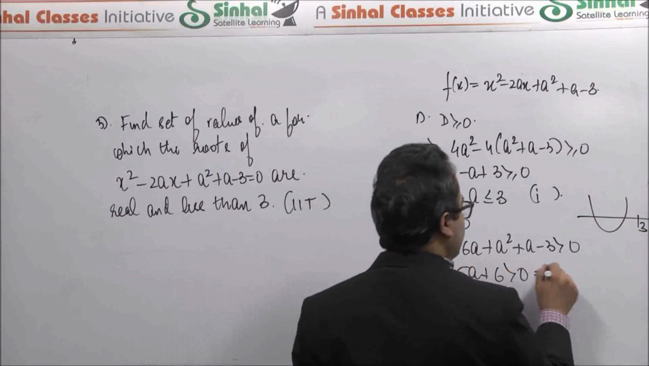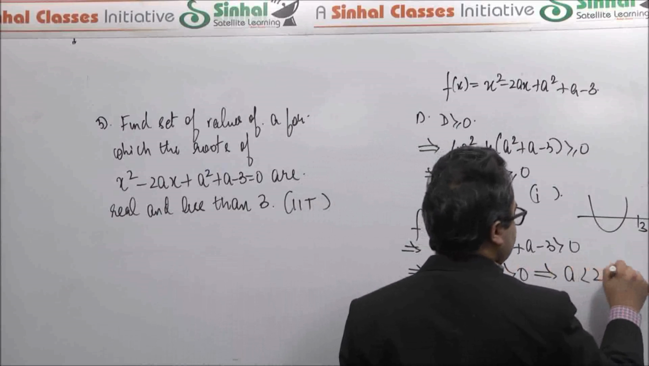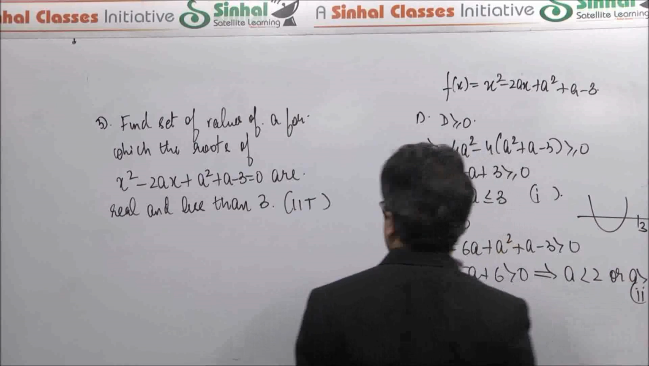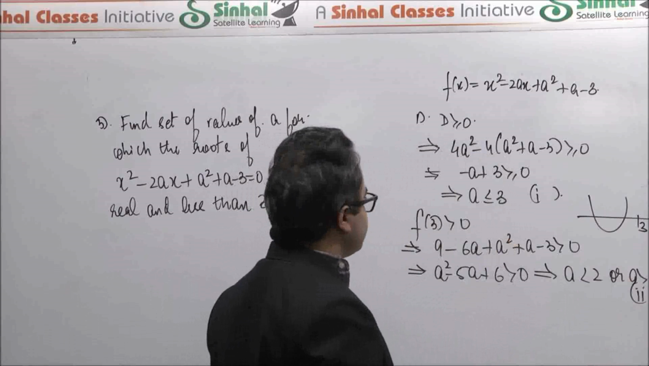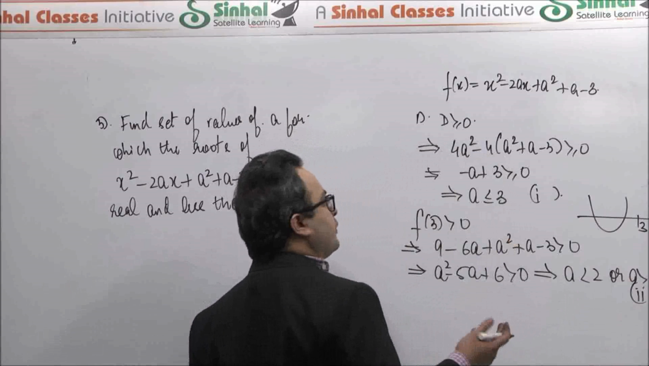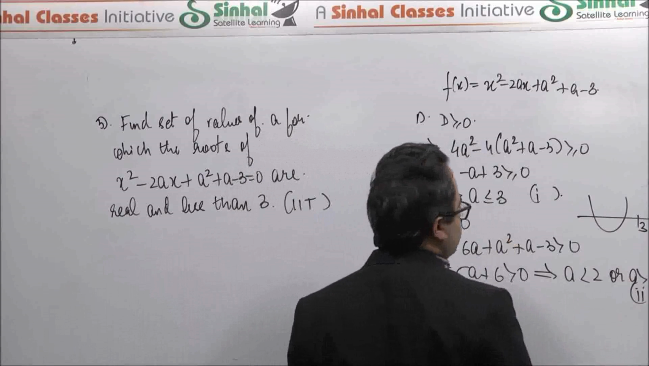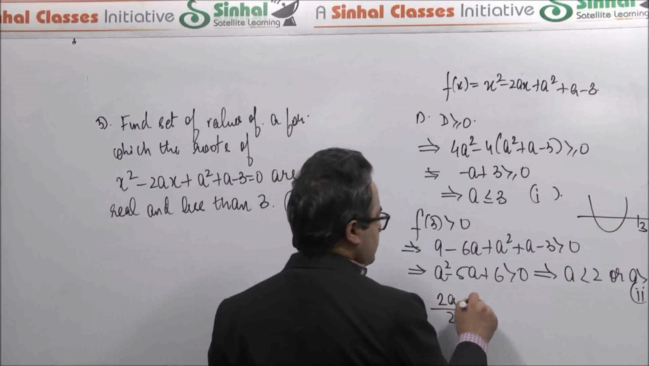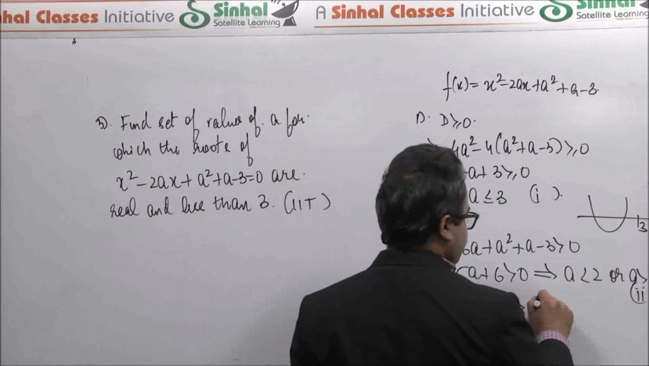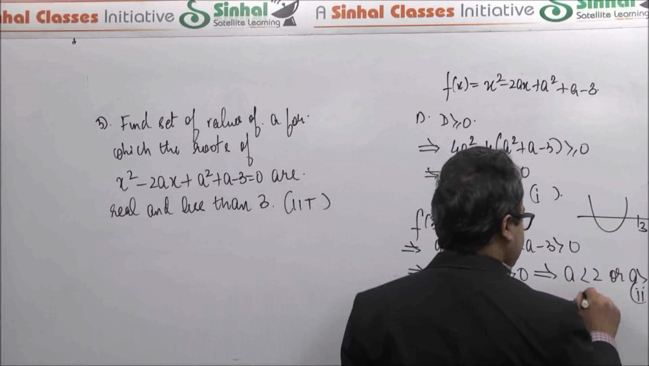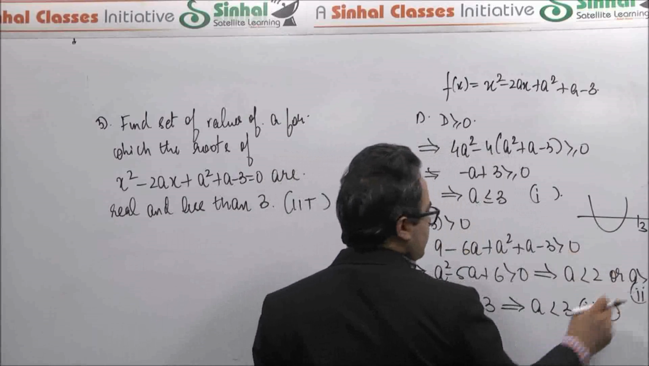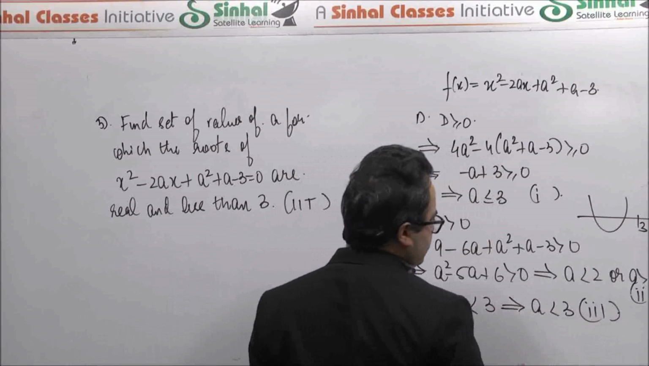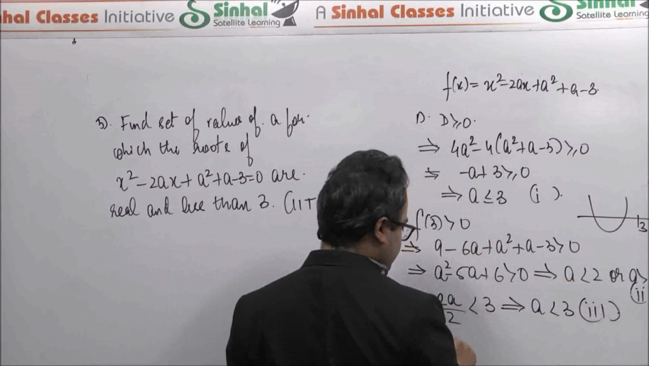As a quadratic inequality, you can use the wavy curve method. This turns out to be the solution set. And the last condition is that since both the roots are less than 3, the x coordinate of the vertex, which is minus b by 2a, that will be 2a by 2, should also be less than 3. So again, 1, 2, 3, when you take an intersection of all these three sets, you'll be left with a less than 2.